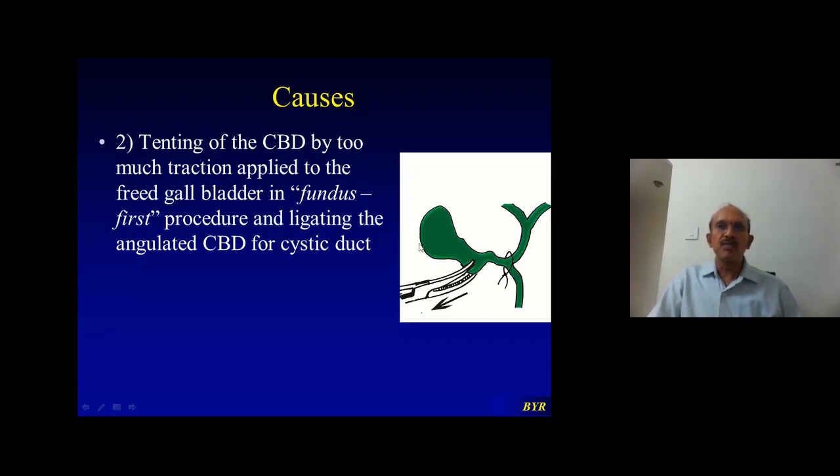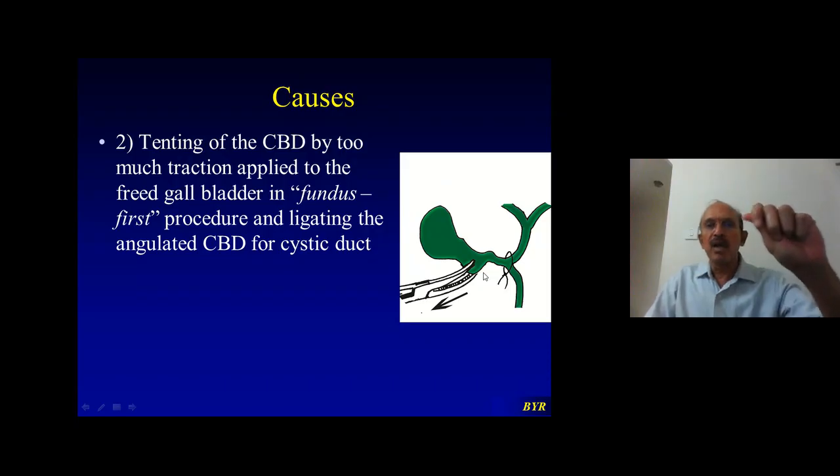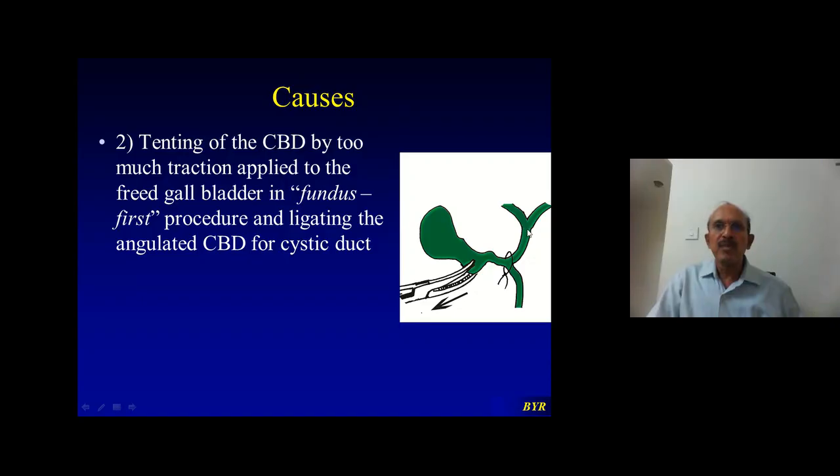The gallbladder is very much freed. So you hold it with the clamp, and while you are doing surgery, you put traction. When you put traction, this becomes something like a Y. So you consider this part as the cystic duct and put a ligature here. Then the bile duct will be ligated. So you must be very careful whenever you are doing the fundus first method.